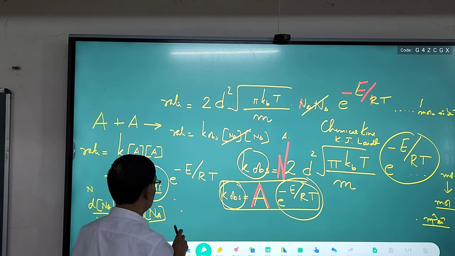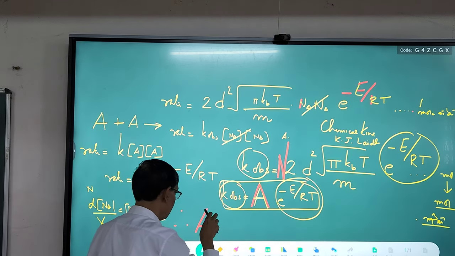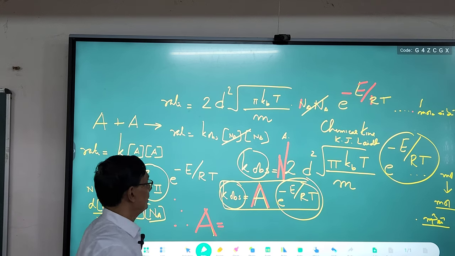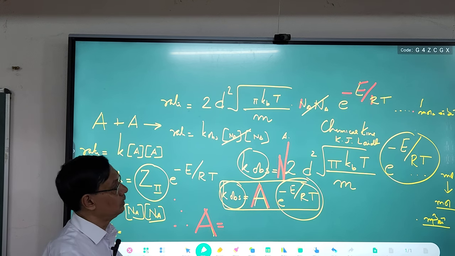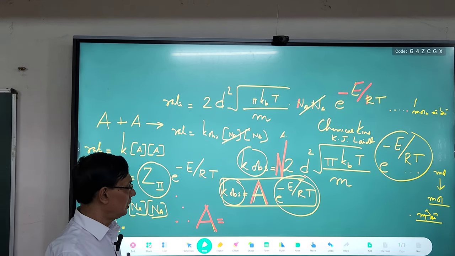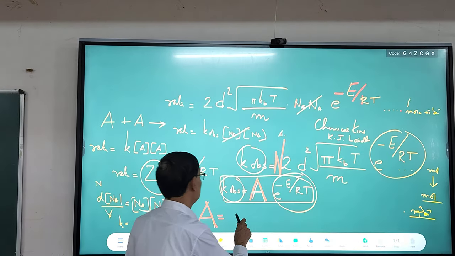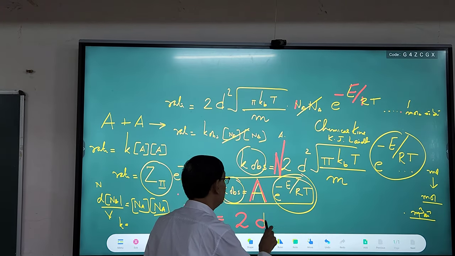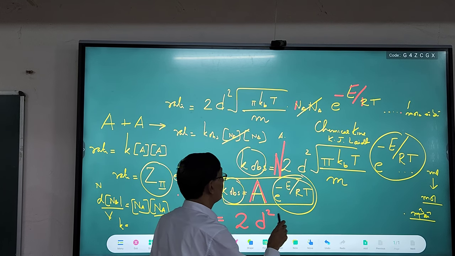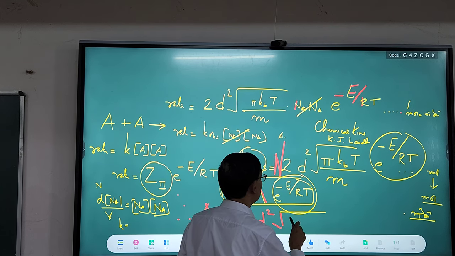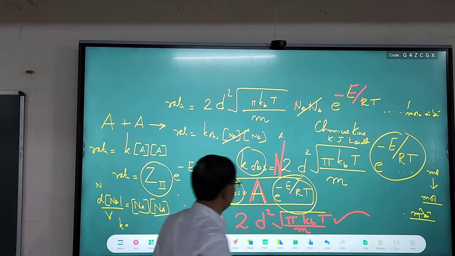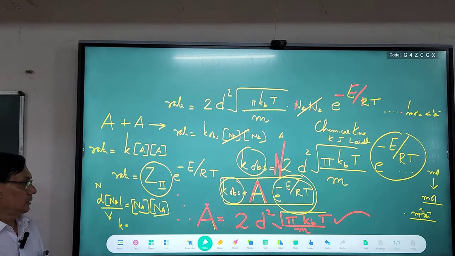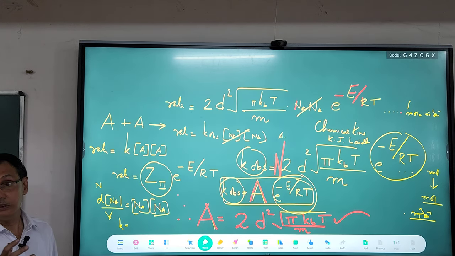This. So therefore A is equal to, I must write in red color, which was not explained by Arrhenius, but very simply with the help of simple collision theory, kinetic theory of gases and Maxwell-Boltzmann distribution of molecular velocities, 2 d square under root of pi kT divided by m. So this is the explanation of the frequency factor.